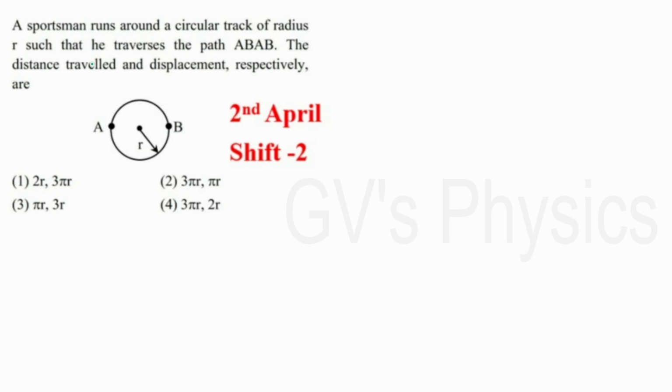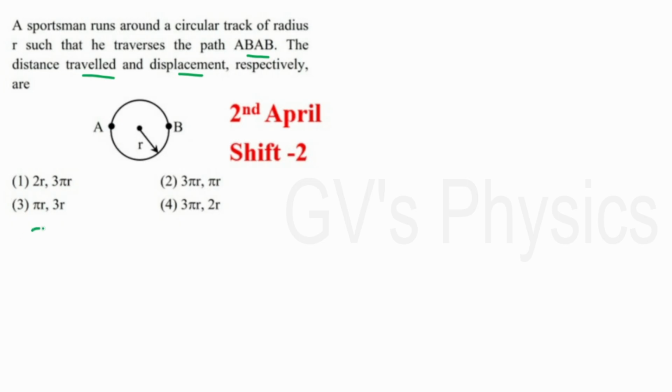We'll see the first question. A sportsman runs along a circular track of radius r such that he traverses the path AB. Find the distance traveled and displacement. So here a sportsman is running along a circular path of radius r. Now we have to find its distance and displacement. It's moving along a circular track. So distance means the path covered by an observer.